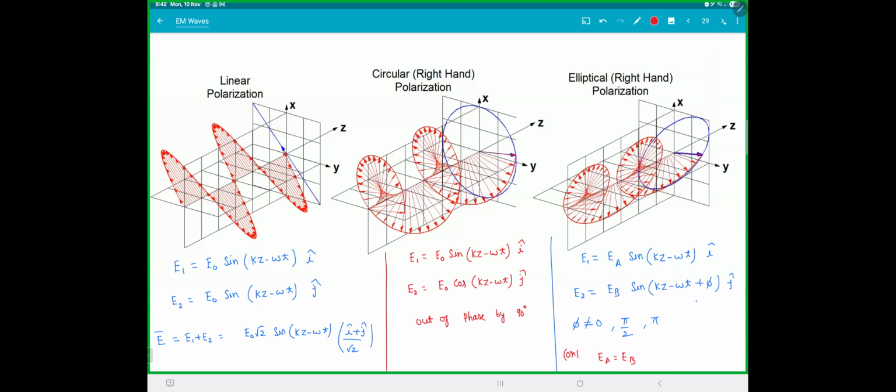So how does this look like? The equations that we have. Sir, EA not equal to EB? Not equal to. Thank you.